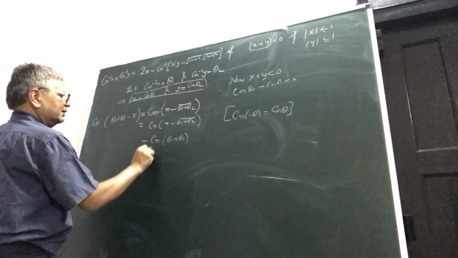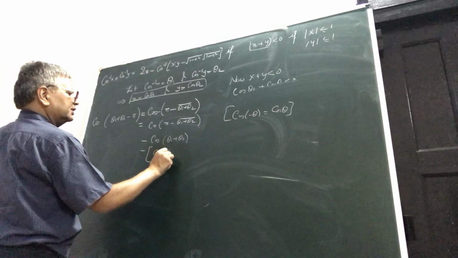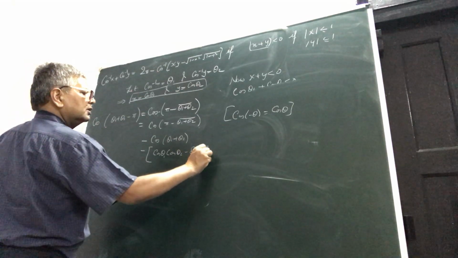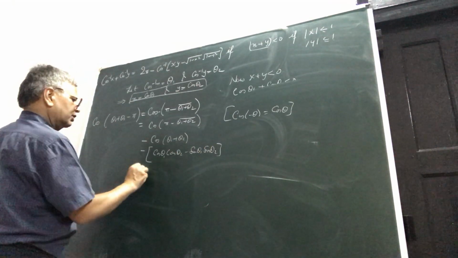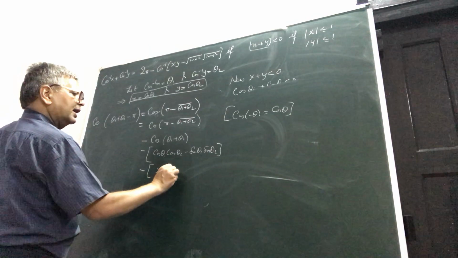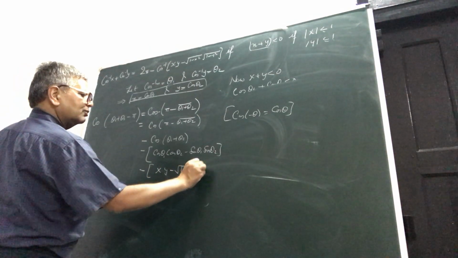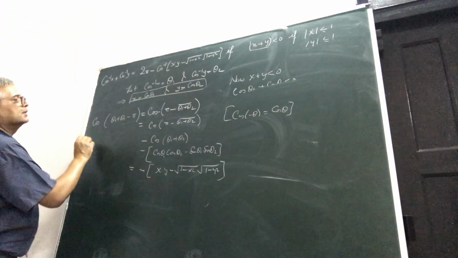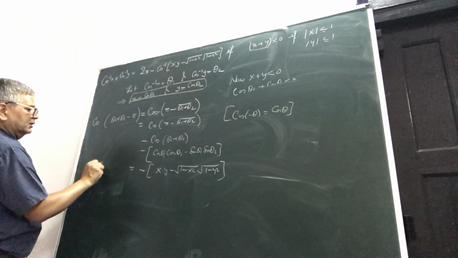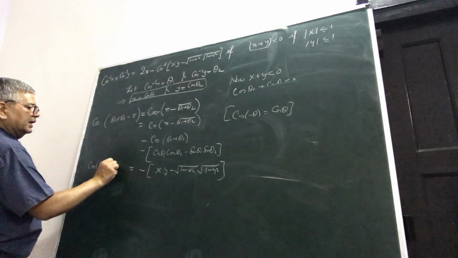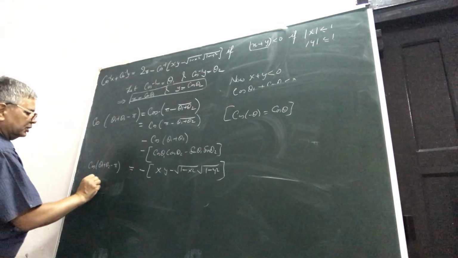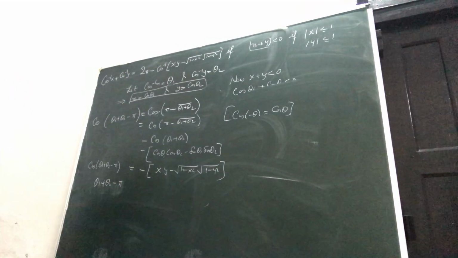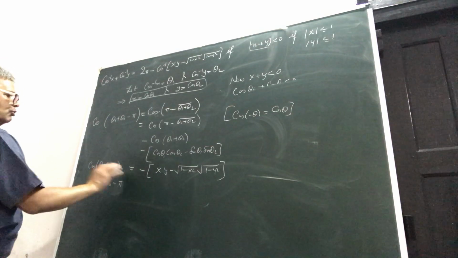Okay, and then this thing: cos theta 1 cos theta 2 minus sine theta 1 sine theta 2. Putting their respective values, what we will get is x into y minus under root 1 minus x square, under root 1 minus y square. Good. So this is cos theta 1 plus theta 2 minus pi is equal to this. Okay, so theta 1 plus theta 2 minus pi will be equal to what?